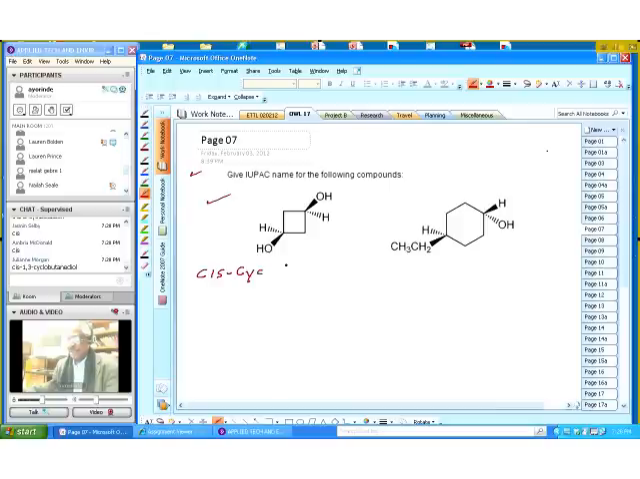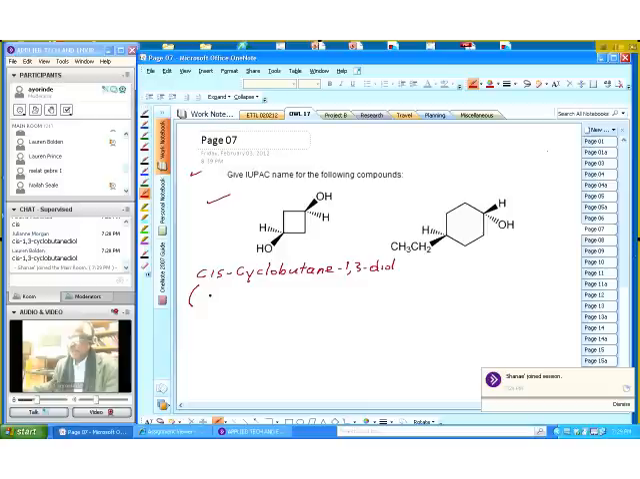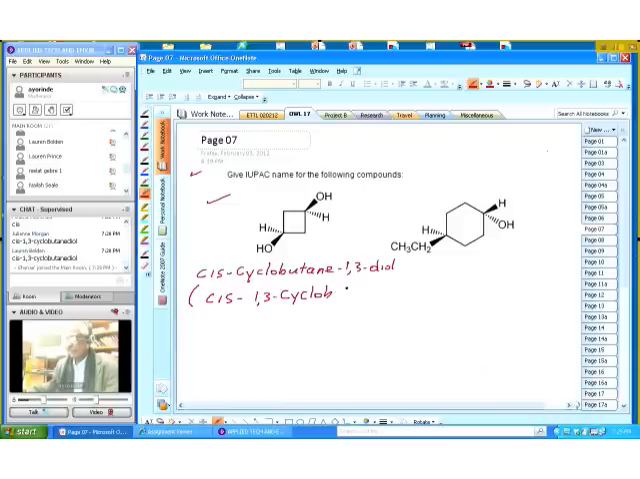Cyclo. Somebody has given us the name. Julian, thank you. Cyclobutane, because we have four carbons in the ring system. Okay, let me go this way and then we come the other way. 1,3-diol. Or you could name it this way. You could say 1,3-cyclobutanediol. So both of those will be acceptable IUPAC names.